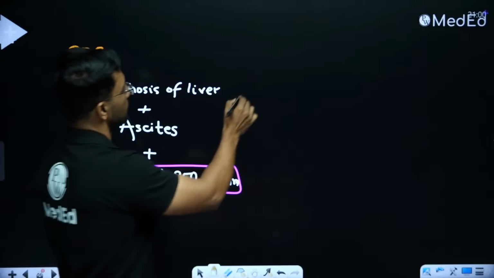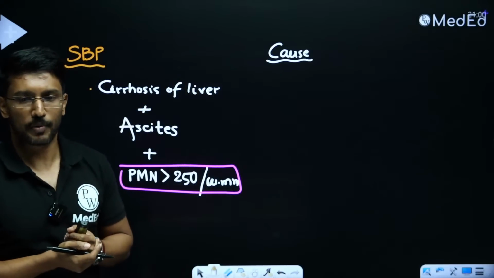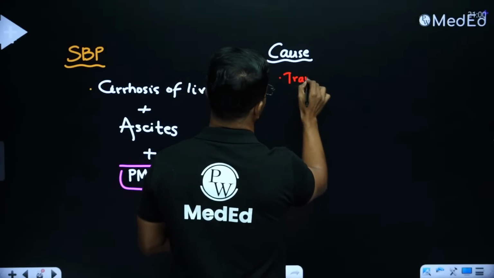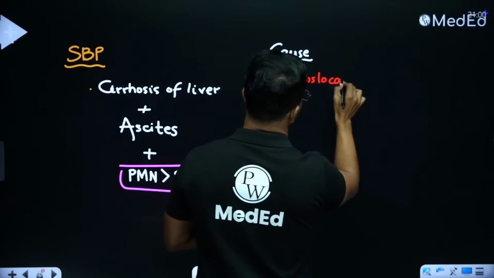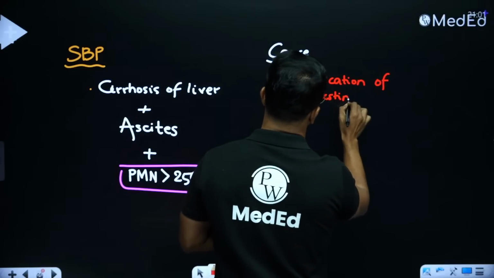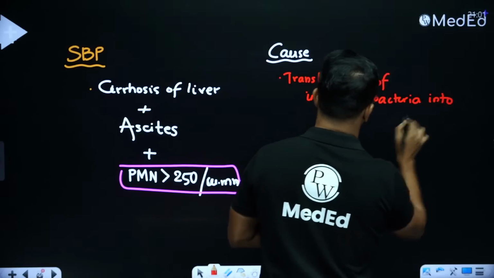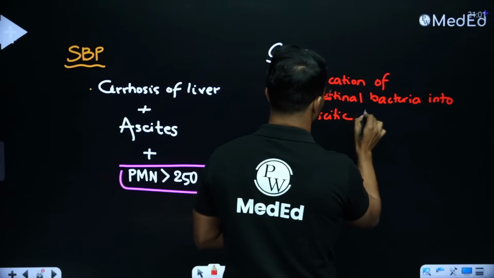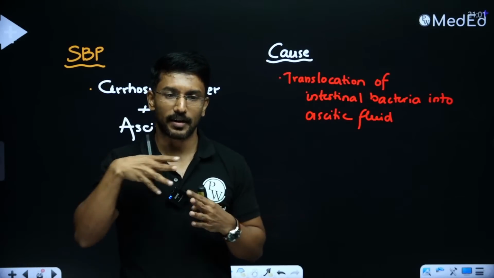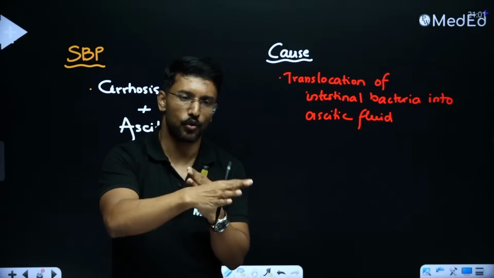Now, what is the cause for this spontaneous bacterial peritonitis? Why does a patient with CLD develop it? The main reason is translocation of intestinal bacteria into ascitic fluid. Bacteria that are there in the intestine may be commensals, but once they enter into the ascitic fluid, they are pathogenic. So from the intestine, there is transmigration of these bacteria into the ascitic fluid.